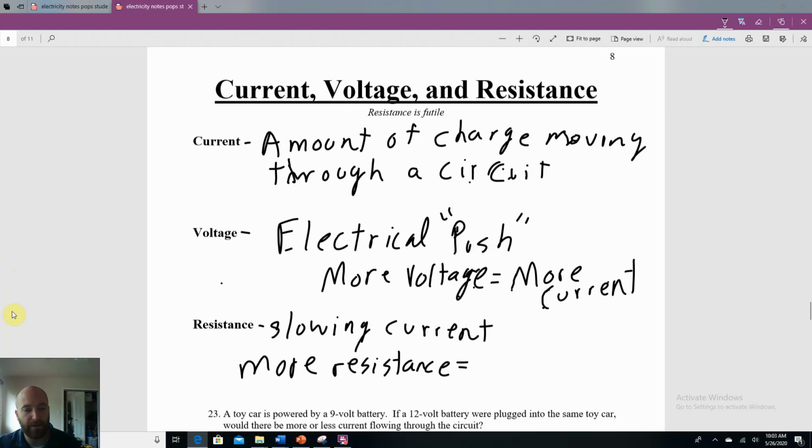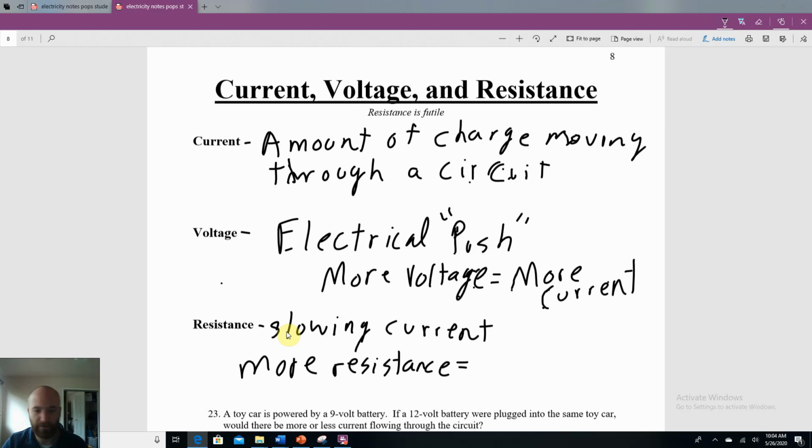Now the other side of that coin is resistance. Resistance is the ability to slow current. So I just wrote slowing current down, which kind of makes sense. Resistance is what it sounds like. If you resist something, that means you're stopping it or trying to oppose it. You're trying to block it. And resistance is the ability of an object to do just that, to slow down or block electrical current.